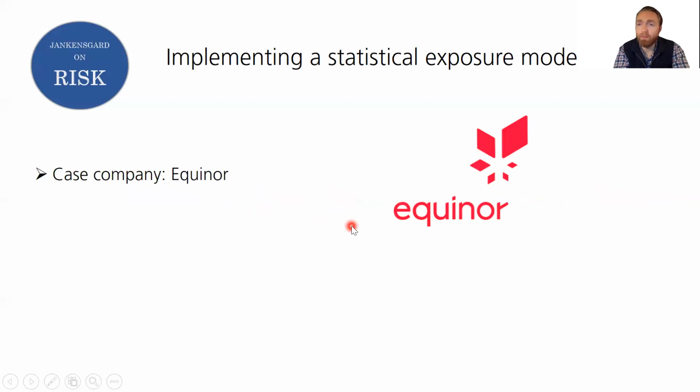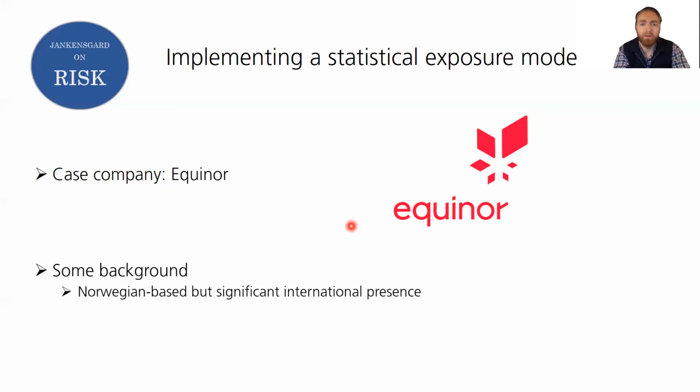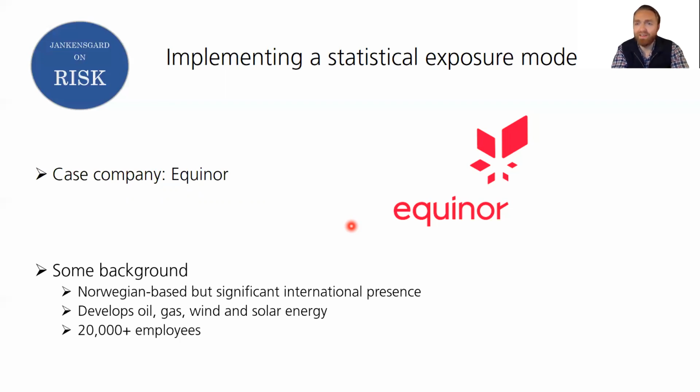So let's look at how we can implement this, how we can work with this in practice, and see what kind of issues we run into and how we can resolve that and make progress and end up with a set of exposure coefficients that can inform risk management strategies. All right, so the case company is Equinor, a Norwegian-based energy company. With a significant international presence, they develop oil and gas fields, but also increasingly wind and solar energy. So it's one of the giants in the industry. They have some 20,000 employees.